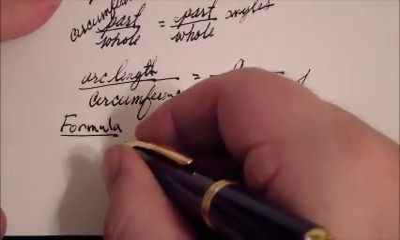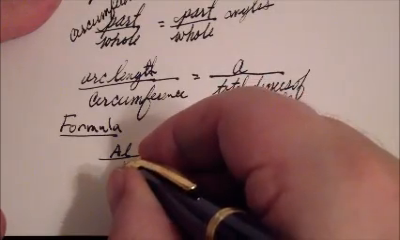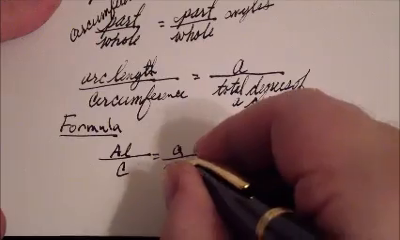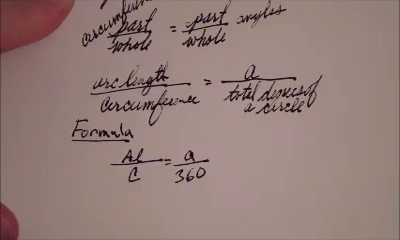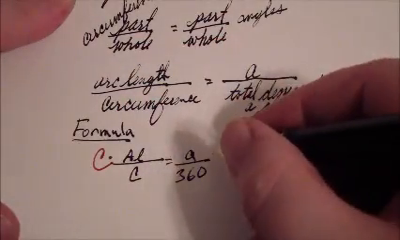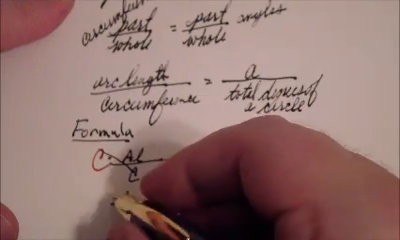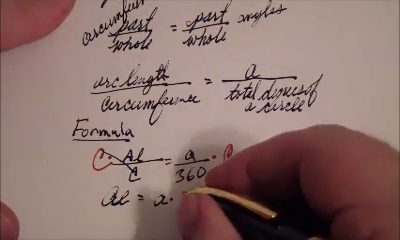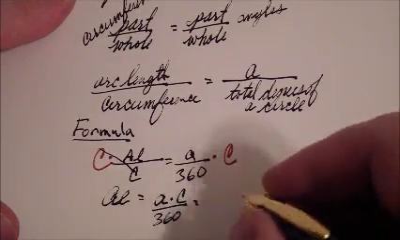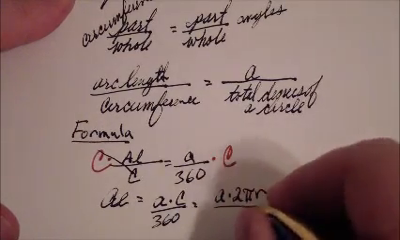Formula. We're going to have arc length, let's just say AL, over circumference, C, which is equal to A over 360. Well, I just want to have my arc length. So to get rid of this guy, we're going to have to multiply both sides by C. The C's cancel out, and we have the arc length. Arc length is equal to the angle times circumference divided by 360. However, we know the formula for the circumference, so that's really just A times 2 pi r over 360.